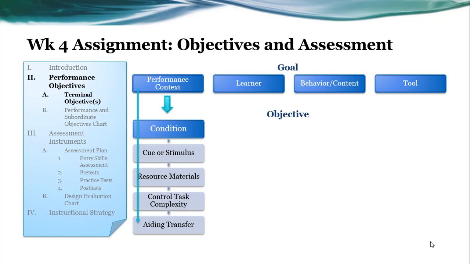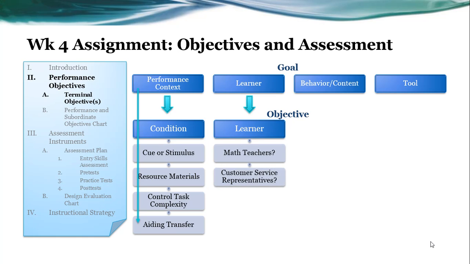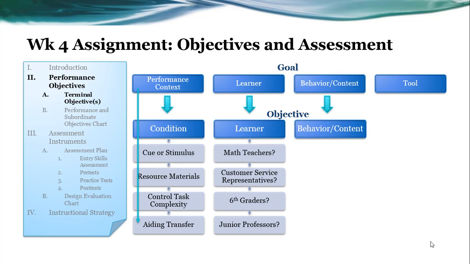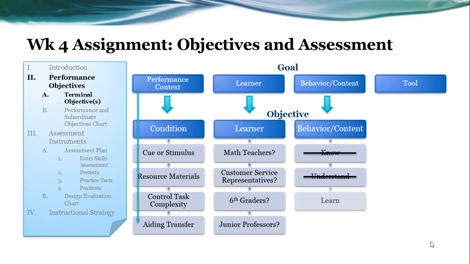So your condition is the condition prevalent at the time of the students performing the task. And then the learner, but don't just say the learner, be a little bit more specific. Are they math teachers? Are they customer service representatives? Are they sixth graders? Are they junior professors? The next thing is the behavioral content, and remember that this must be a measurable action. So know is not accepted, understand is not accepted, learn is not accepted, feel is not accepted. Tell me what action will allow you to know that they know, or that they understand, or that they learn, or that they feel.